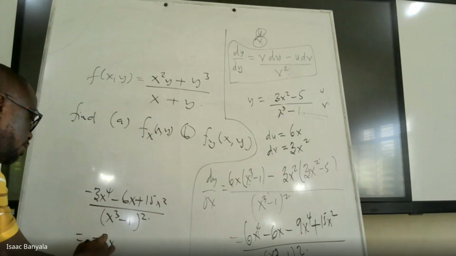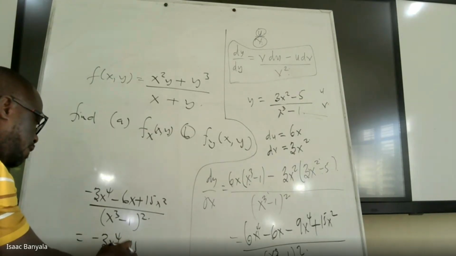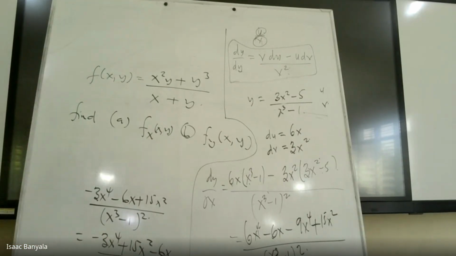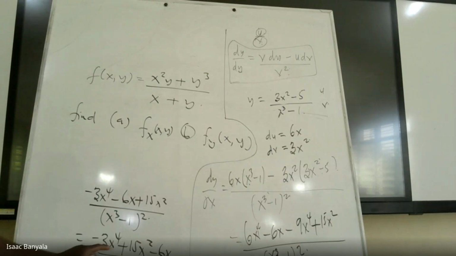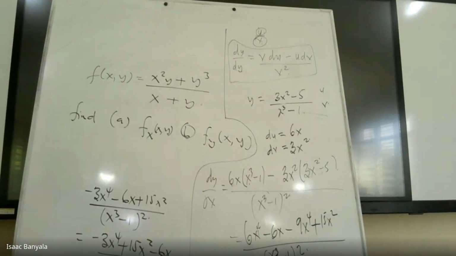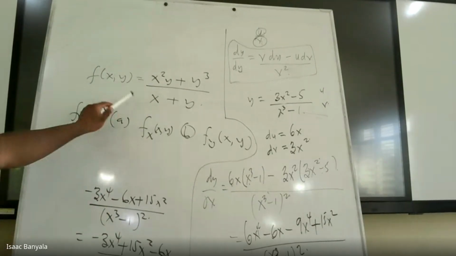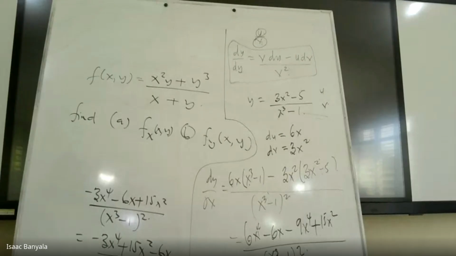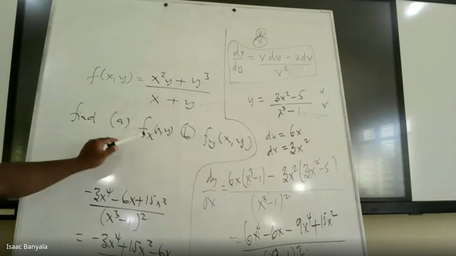So right, minus 3x to the power 4 plus 15x squared minus 6x. I prefer you writing it this way. Write this, come to this, and come to that. Okay. So we are going to use this approach to find this and find that. It's the same format that we are going to do. So I want you to take the same format and work for this one.